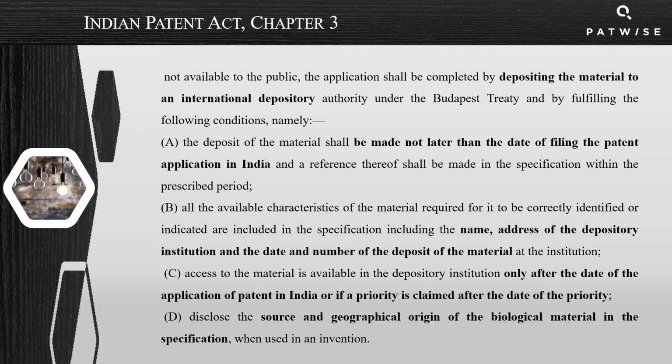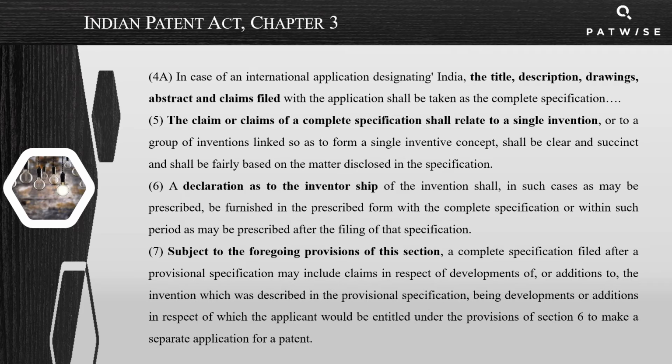Access to the material should be available only after the date of application of patent in India, or if a priority is claimed, after the date of priority. D. The source and geographical origin of any biological material that is used in the invention should also be mentioned in the specification. Furthermore, if the application is an international application, which means it is filed under the PCT, then only a complete specification shall be filed. That international application shall have a title, description, drawings, abstract and claims.